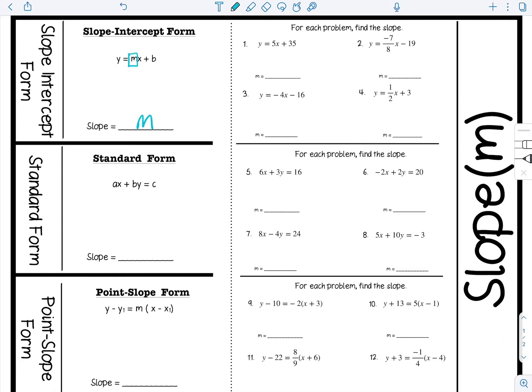For example, if we have y equals 5x plus 35, then that 5 that's sitting right beside the x is our slope. And number 2, if we have y equals negative 7 over 8x minus 19, this number negative 7 over 8, which is said to be the coefficient of x, is our slope. How about take a minute and complete 3 and 4. See if you can determine the slope.